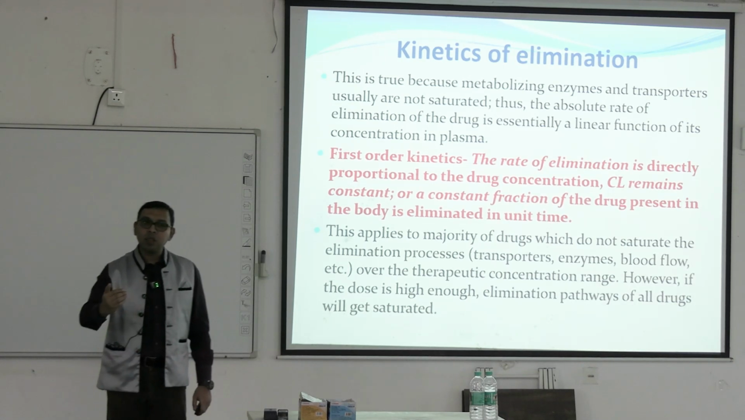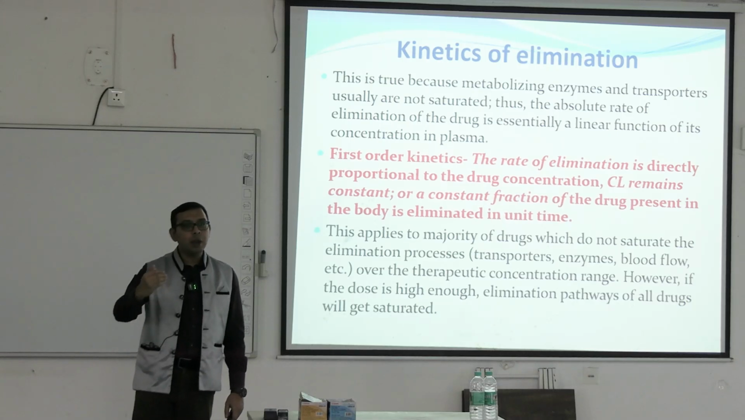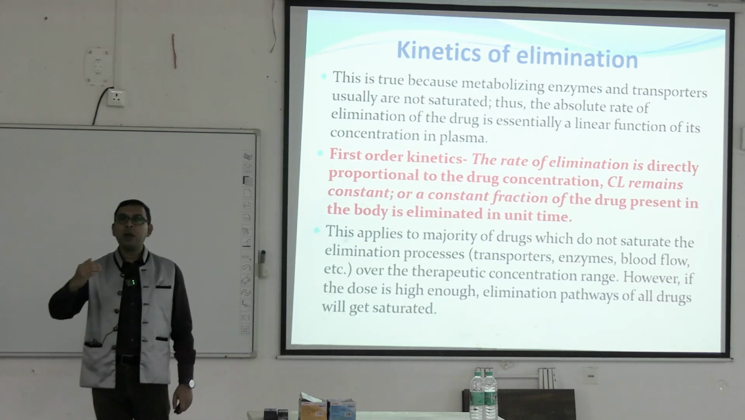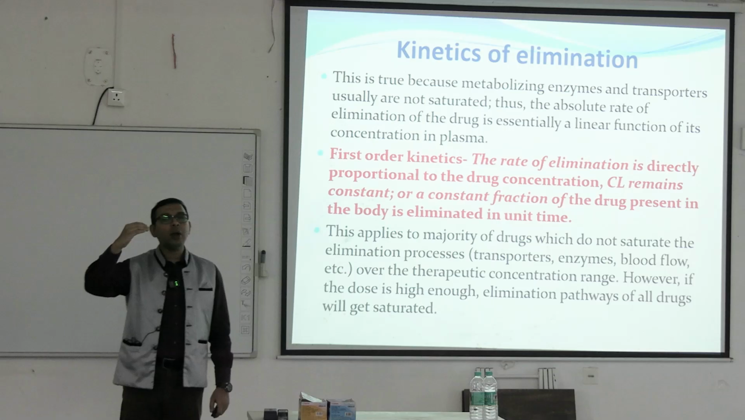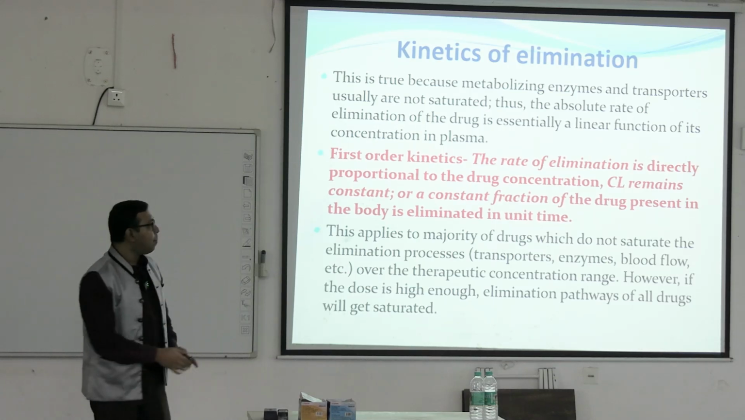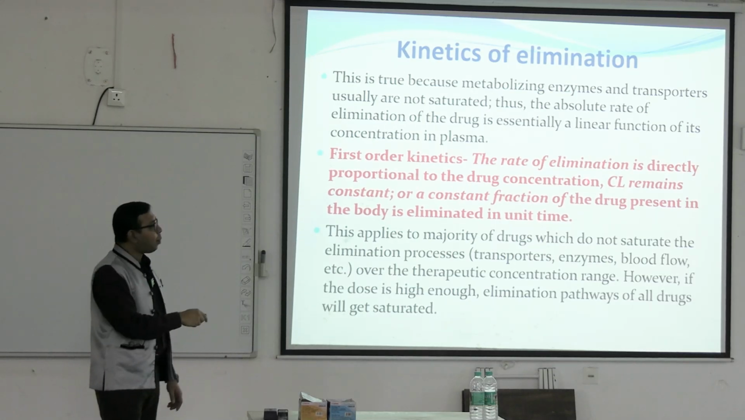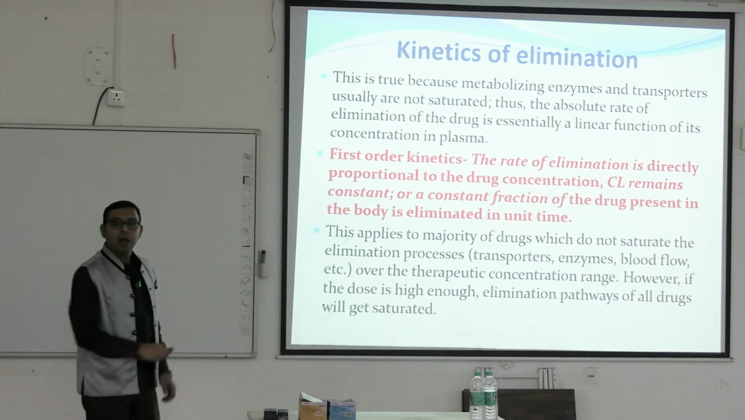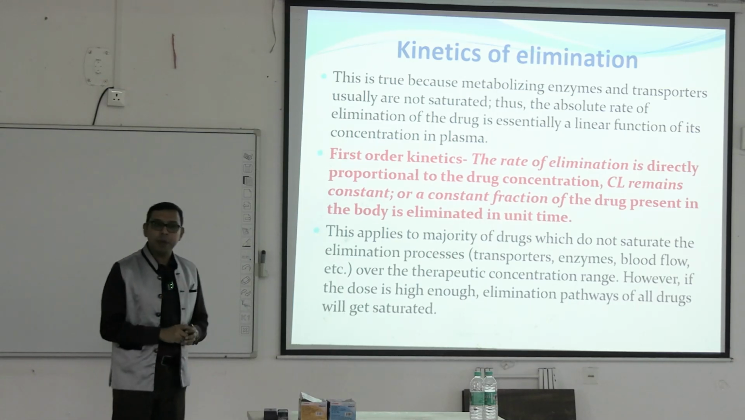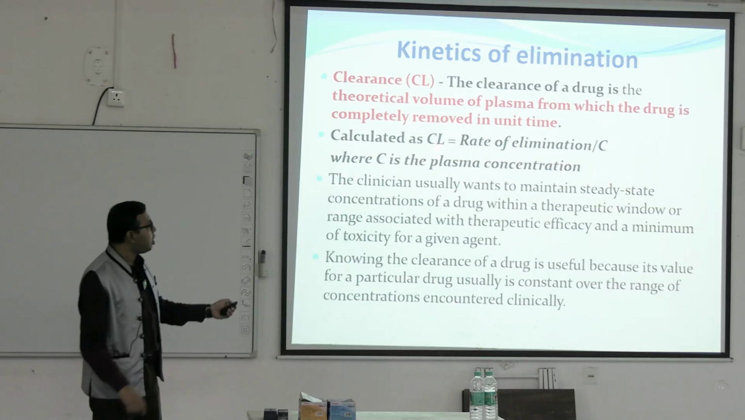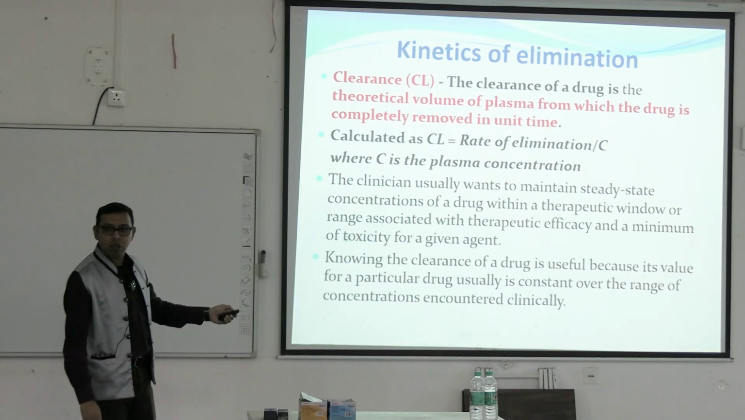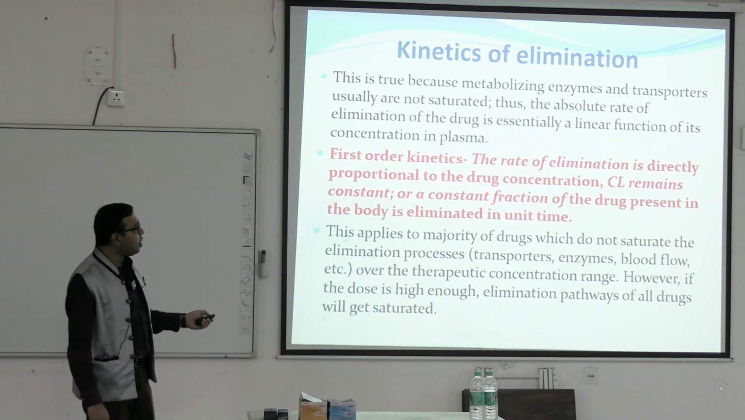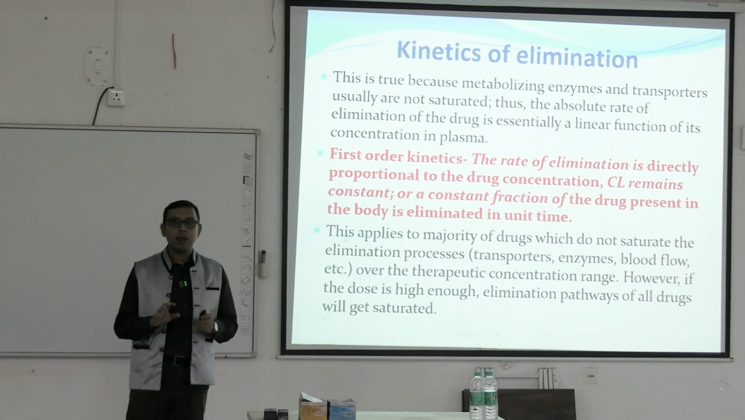So when the drug concentration is less, the rate of elimination of the drug is also less. When the drug concentration is more, the rate of elimination of the drug is also more. So it is directly proportional. Rate of elimination is directly proportional to the drug concentration. So here the clearance remains constant, because we have already seen that the rate of elimination by plasma concentration is the clearance. Here the clearance is constant.